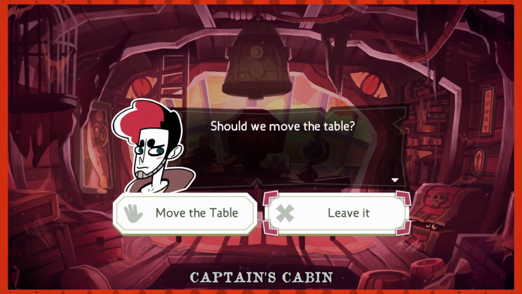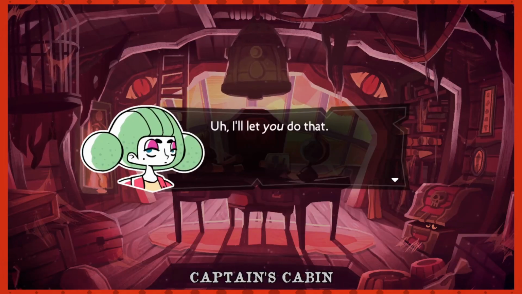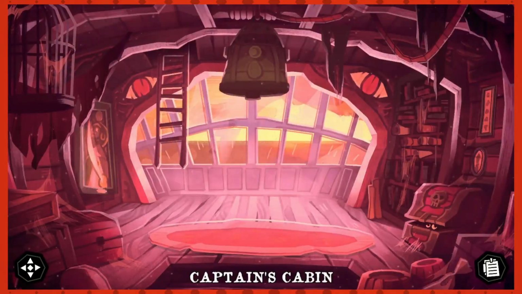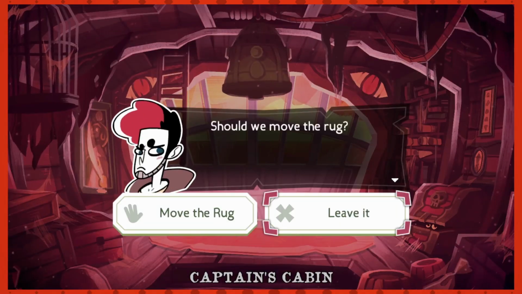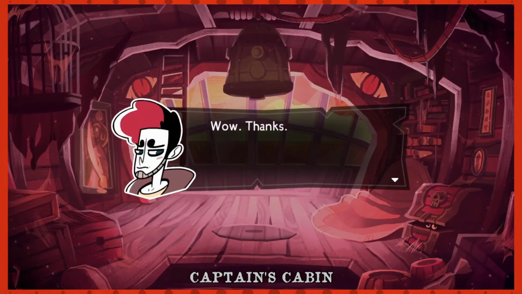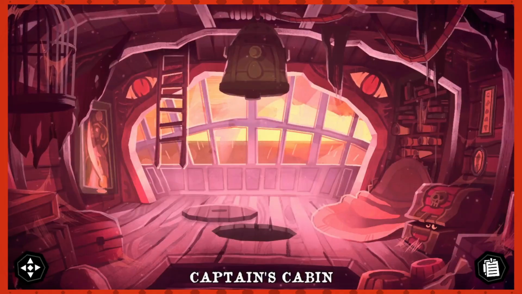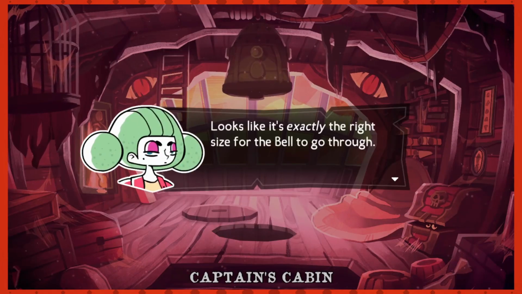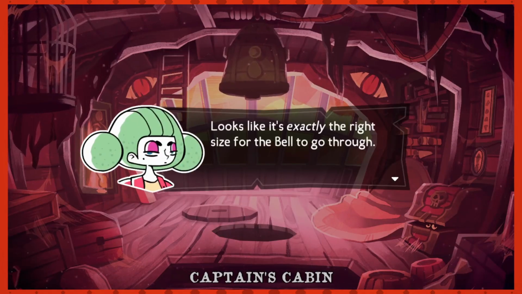Should we move the table? Yep, we should. I'll let you do that. Should we move the rug? Yes, you should. Me again, huh? Should we move the lid? I can take this one. Wow, thanks. So then it can be lowered directly in there. It's open. Looks like it's exactly the right size for the bell to go through.